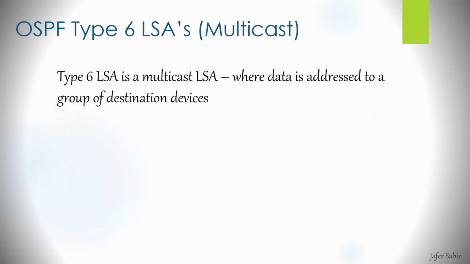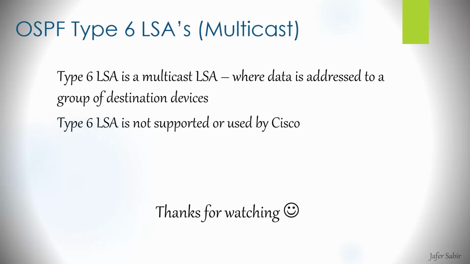And just for completeness, just to cover off the missing piece, Type 6 LSA. This is a multicast LSA where data is addressed to a group of destination devices. And Type 6 LSA is not supported or used by Cisco, as PIM is used by Cisco for multicast traffic. PIM stands for Protocol Independent Multicast.